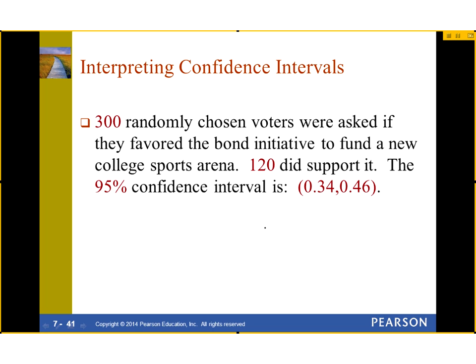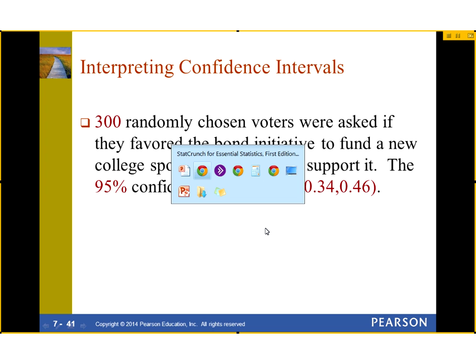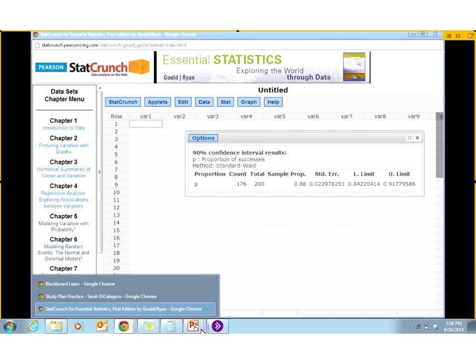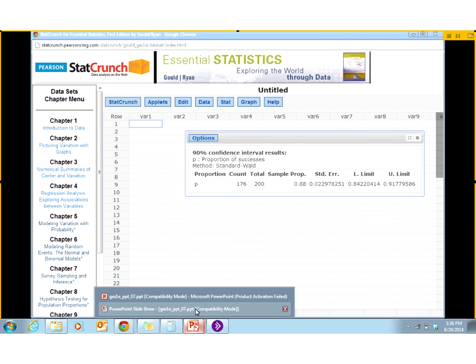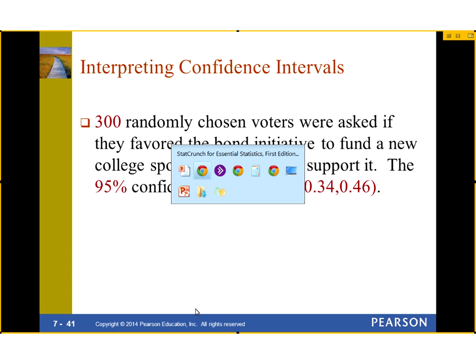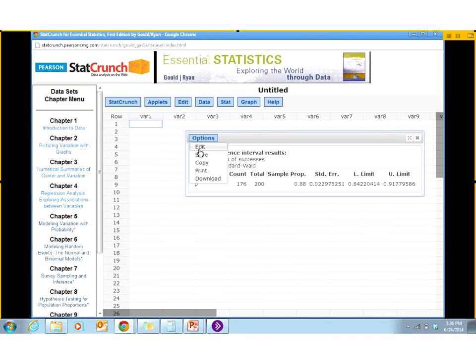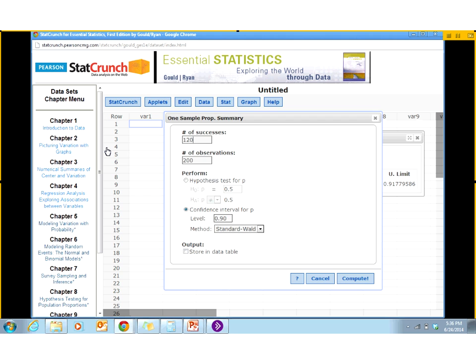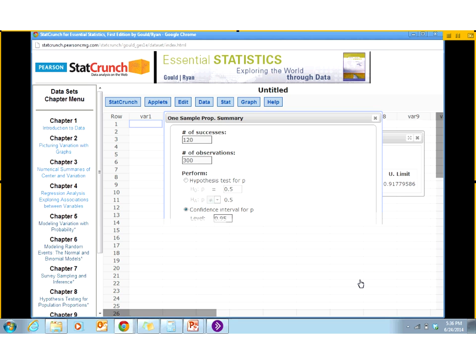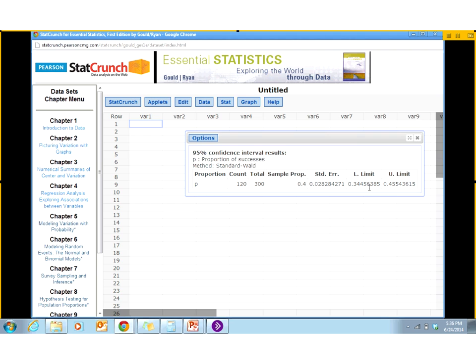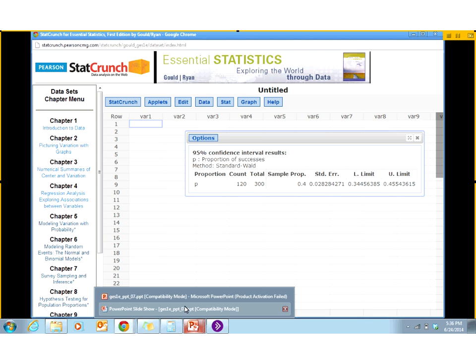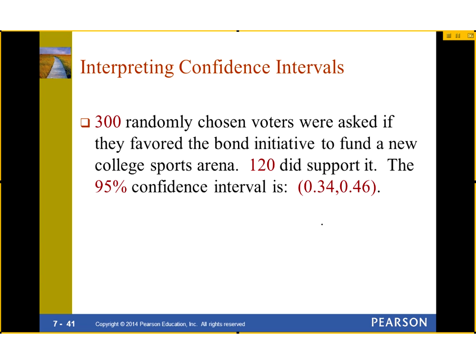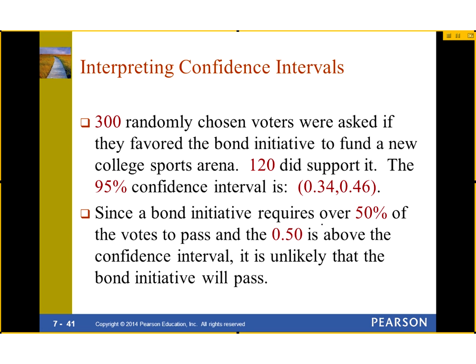Come here to the next slide. 300 randomly chosen voters were asked if they favored the bond initiative to fund a new college sports arena. 120 did support it. So let's do the 95% confidence interval in StatCrunch. 120 out of 300, 95% confidence interval. You can actually be lazy and just use options, edit. 120, 300, 95% confidence interval, compute, and I'm getting 0.344, 0.455, so about 34.4% to 45.5%.